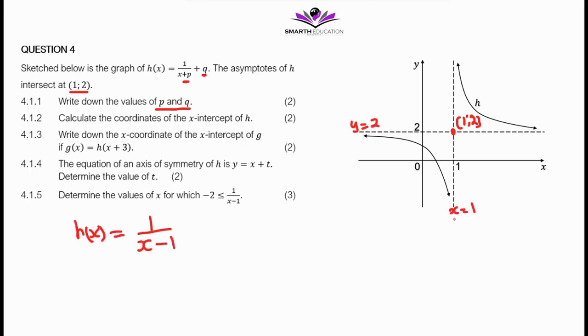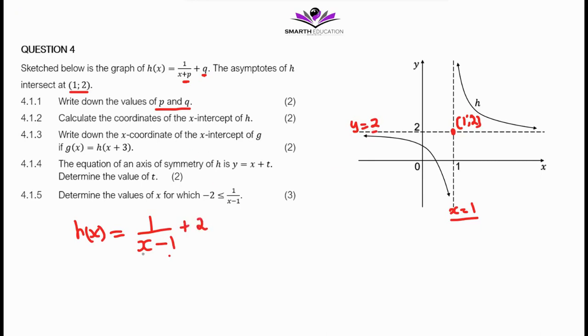If x is 1 on the graph, on the equation, p is going to be negative 1. If x is negative 1 on the graph, then on the equation p is going to be positive 1. But q will maintain the sign of the y value there. So q is going to be positive 2.